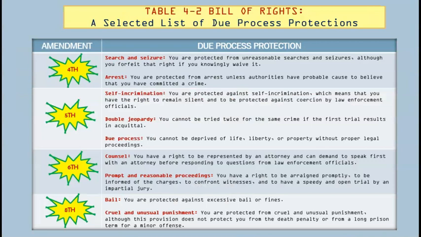Okay, so this list, table 4-2 in your book, gives you some due process protections. So you are protected from unreasonable searches and seizures, but you can forfeit that right if you knowingly waive it. Let me give you an example.